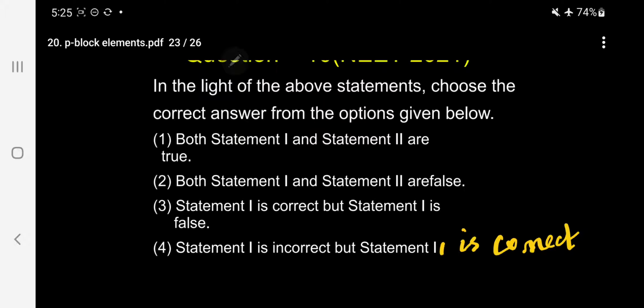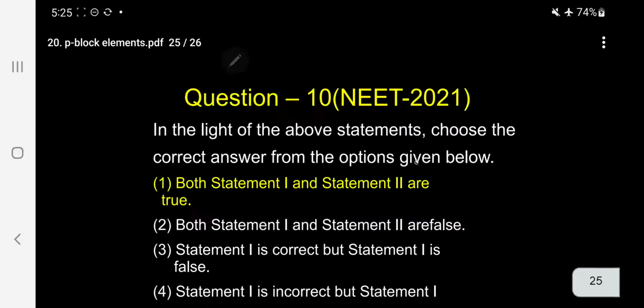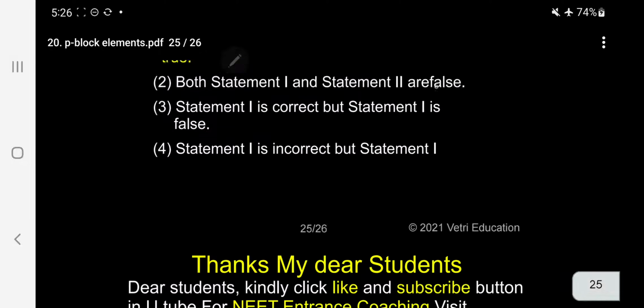Kindly follow. So what is the correct answer? The correct answer is A. Both statement 1 and 2 are correct. Kindly follow. Okay, let me go to the next question. Just see here, option A is the correct answer.